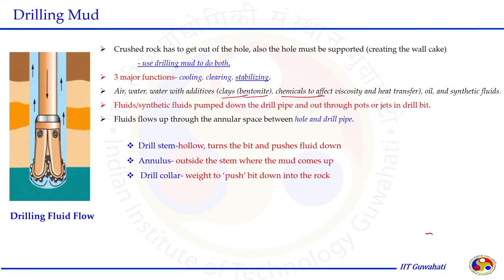So stability of the drilling operation is required, and that stability is provided by circulating the drilling mud. The three major functions of the drilling fluid are cooling the drilling bit, cleaning the holes, and stabilizing the system. The fluid that is used could be a synthetic fluid. It is pumped down the drill pipe and out through the ports or jets in the drill bit. Fluid flows up through the annular space between the hole and the drill pipe.